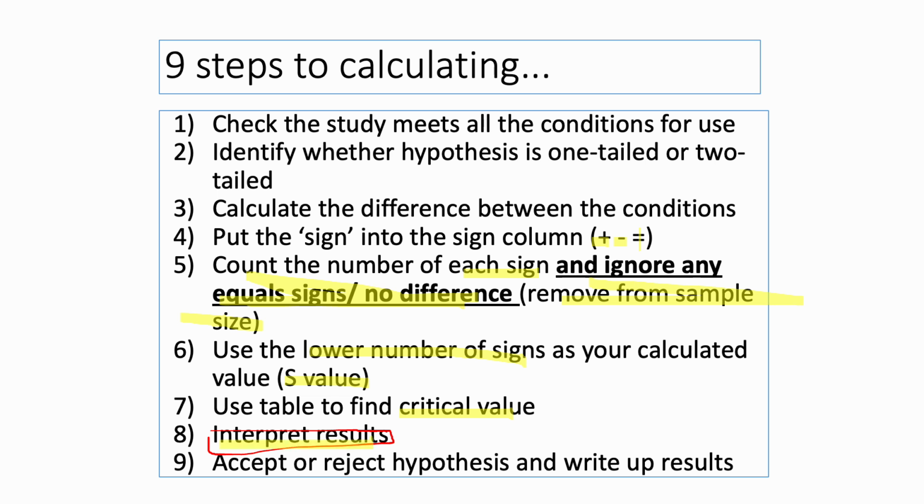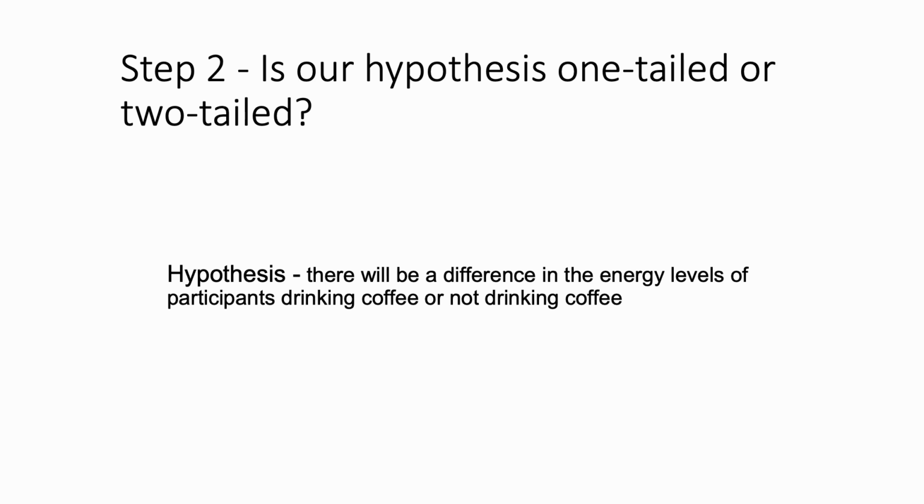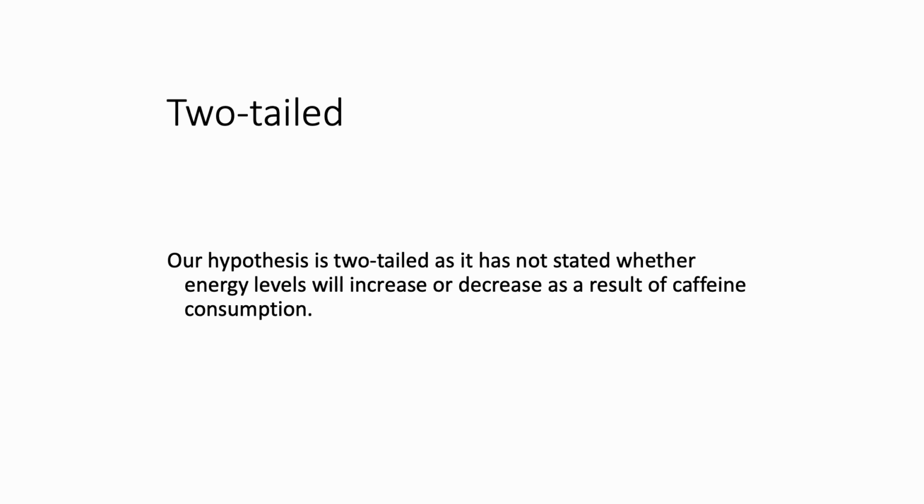So, a worked example. There's going to be a difference in energy levels of participants when they drink coffee compared to not drinking coffee. So our IV is whether they drink coffee or not, and the DV is energy levels. I don't care about operationalising them. It's just a very quick example to apply to actually doing the sign test. So there's 7 participants. There will be a difference, meaning that this is a two-tailed hypothesis.